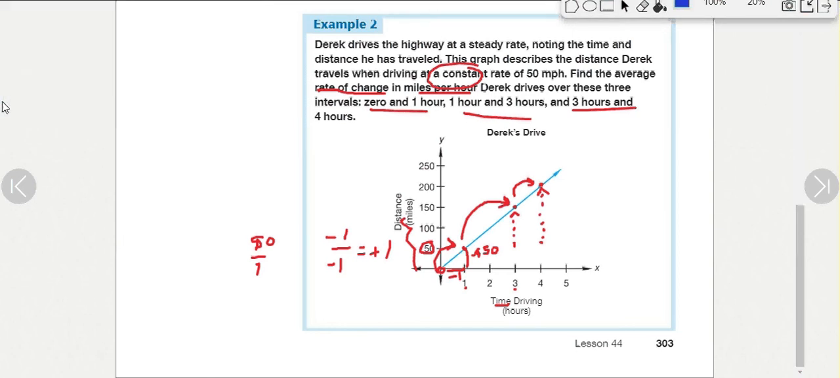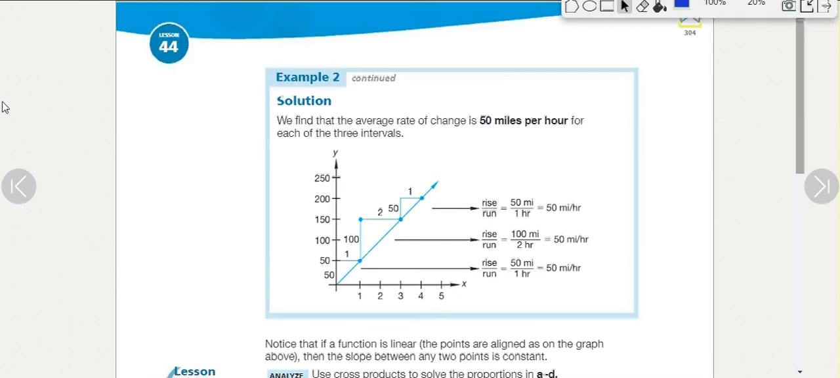The run this time is 3. That's easy, because we see it's 1, 2, 3 from 0. Oh, we're going from 1. So from 1 to 3 is 2, because 1, 2. That's the horizontal. Up and down, from here to here. Okay, we did our 2, and then to go up from there would be 50, 100, right? And that's going to reduce to 50 over 1. Then if we go from there, run of 1, because 3 to 4, and then a rise of 50, rise over run. Okay, so every time it was still 50 miles per hour.